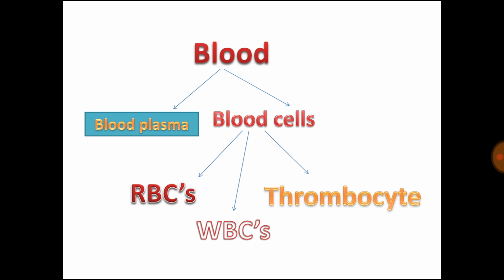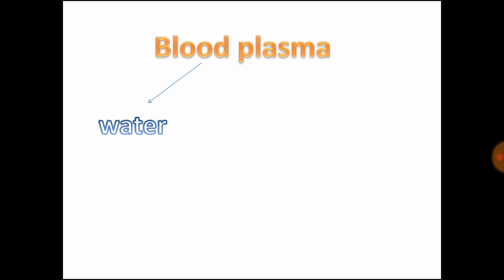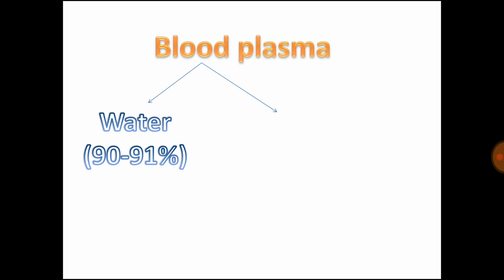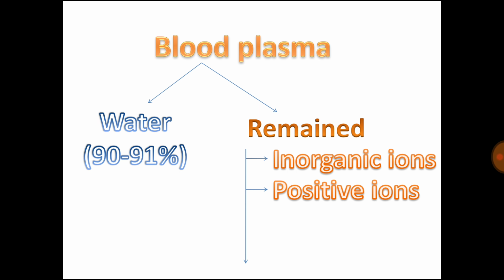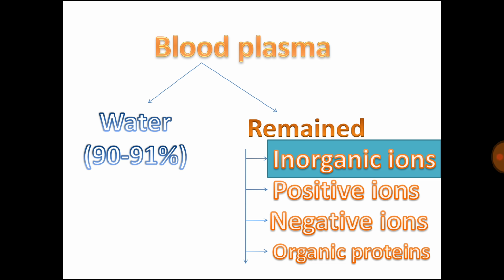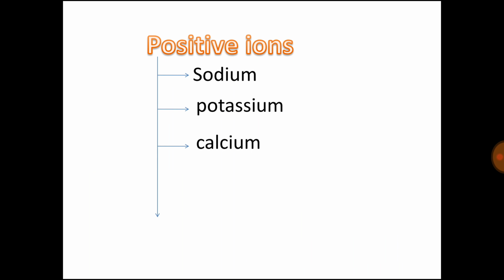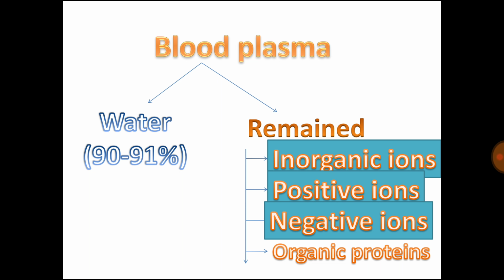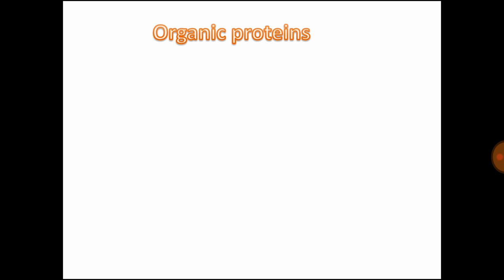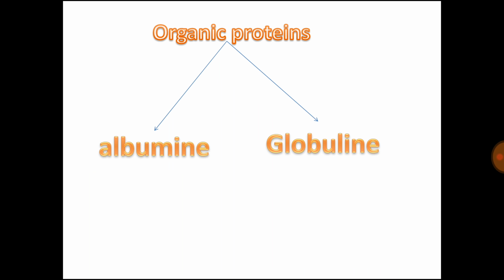First of all, we're talking about the blood plasma. Blood plasma consists of water, which is 90 to 91%, and the remaining part is inorganic ions, positive ions, negative ions, and organic proteins. First, the inorganic ions. These are the sulfate and the phosphate, and positive ions are sodium, potassium, calcium, magnesium, and the negative ions are chloride and bicarbonate. Organic proteins are albumin and globulin.